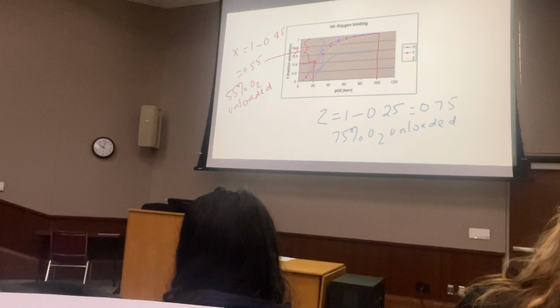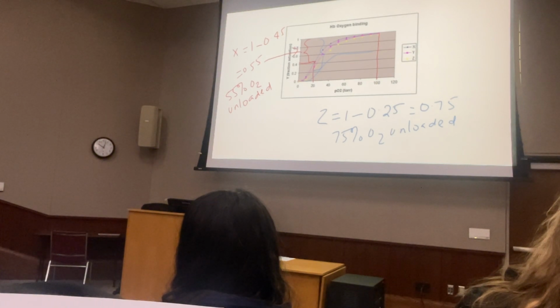Yeah? We use 20 torr in this calculation because that's the pressure at which that hemoglobin is going to be bound to 50% of the oxygen. That's the pressure. That's what it means.